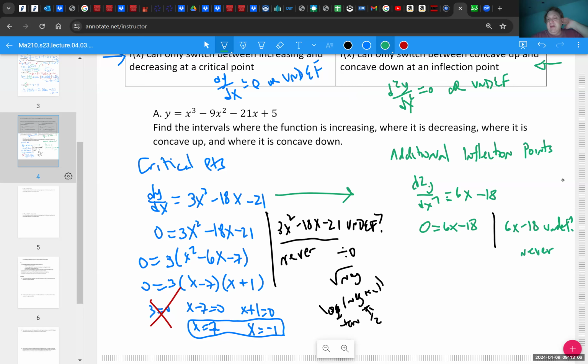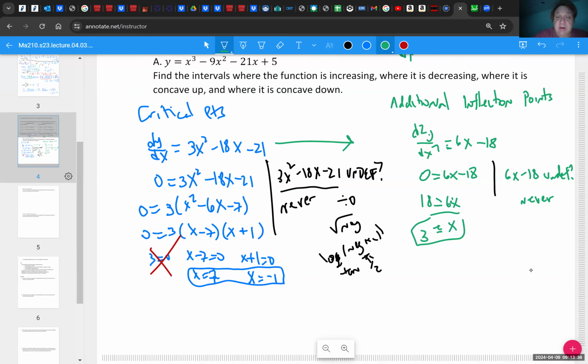We'll have some that are undefined, but this first one, no undefined values because you can't divide by 0, etc. If I solve this linear equation, I get x equals 3. So x equals 3 is an additional inflection point. It may be the only inflection point, but it's definitely an inflection point. All right, so now we know that between the critical points, the function can switch between increasing and decreasing, and between inflection points, they can switch between concave up and concave down.